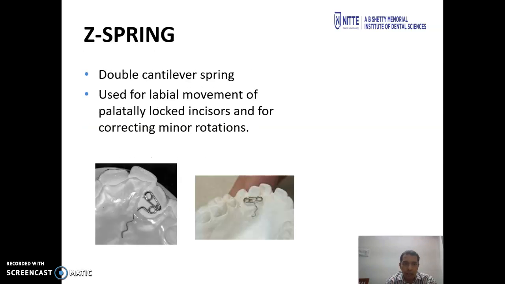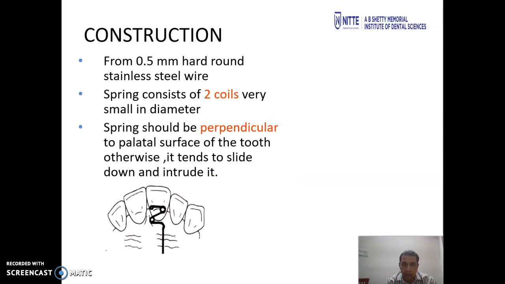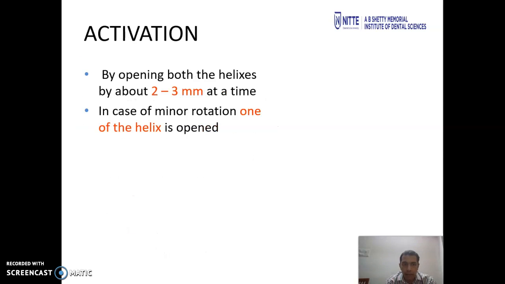Coming to the next spring, the Z spring, otherwise known as a double cantilever spring, used for labial movement of palatally locked incisors and for correcting minor rotations. It is constructed with 0.5 mm hard round stainless steel wire. Springs consist of 2 coils very small in diameter. Springs should be perpendicular to the palatal surface of the tooth, otherwise it tends to slide down and intrude it.